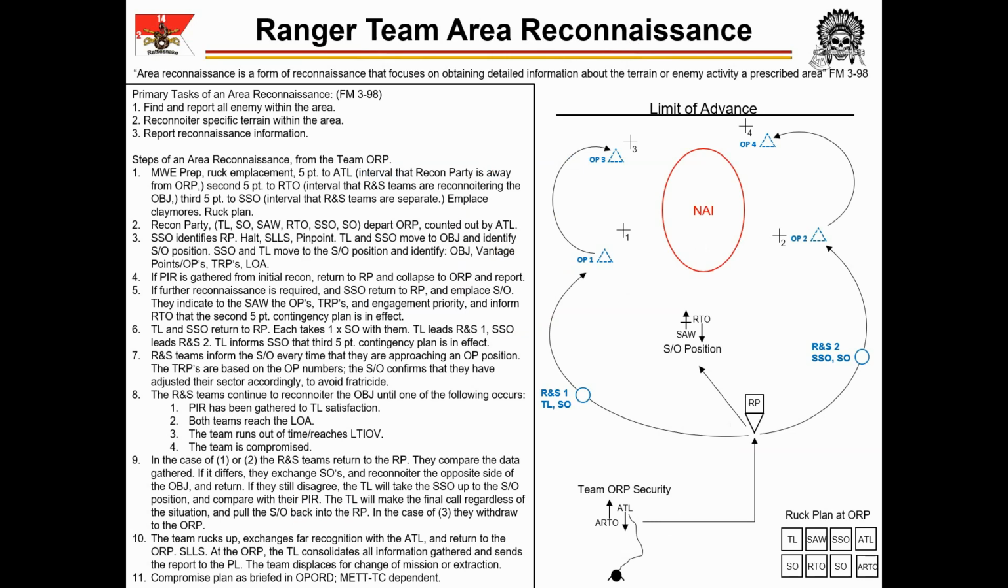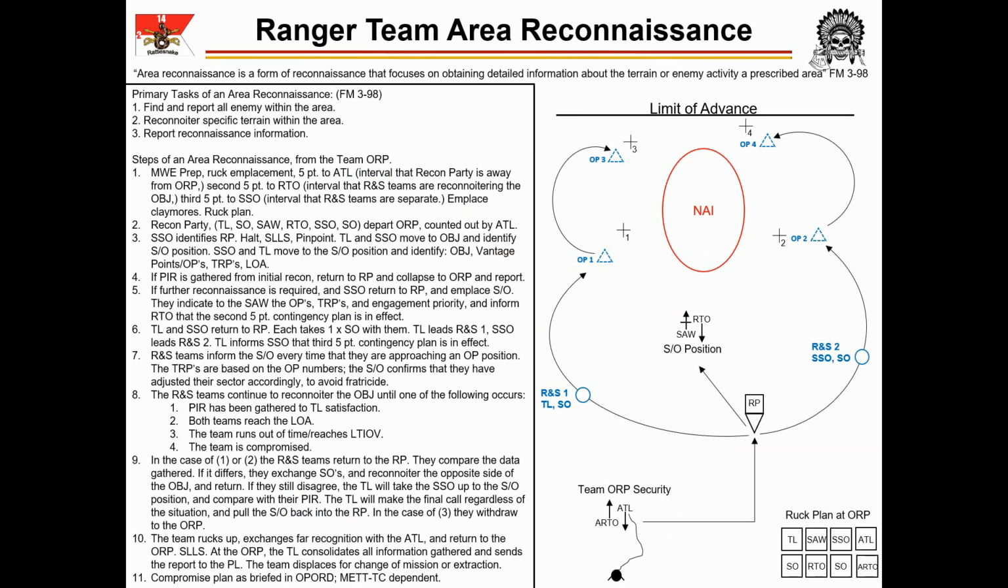In this case, the team leader and SSO move back to the halt. They then instruct the SNO team to follow them. The team leader can choose to bring the security men along, or he can leave them with a 5-point contingency plan while he emplaces SNO. The team leader and SSO lead the SNO team to the objective. They brief SNO on the objective, the TRPs, OP positions, and LOA. They also confirm that SNO is tracking engagement priority in accordance with the available targets. The team leader and SSO emplace the SNO in the SNO position.